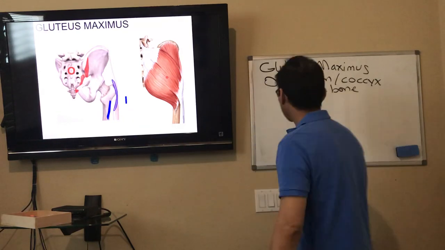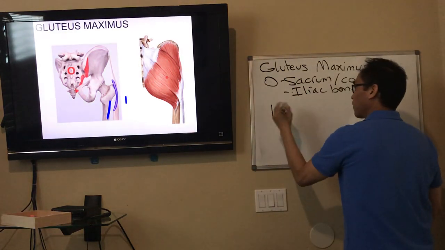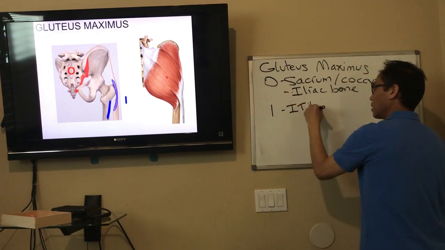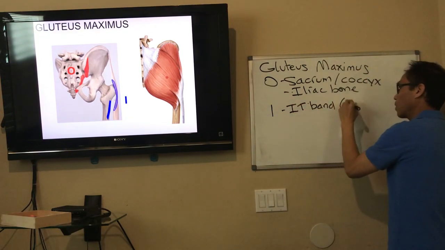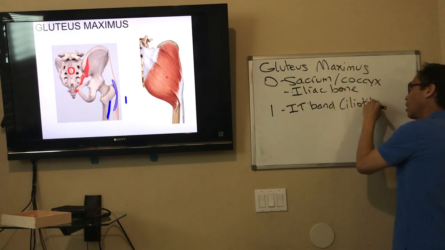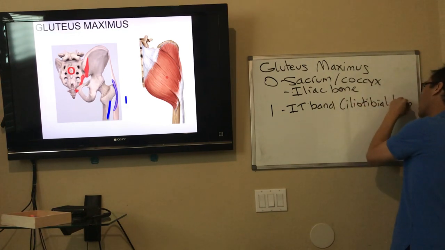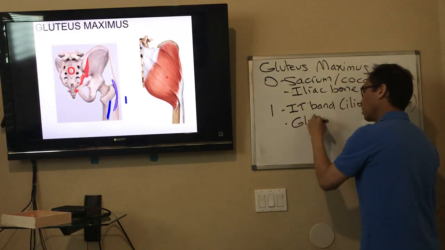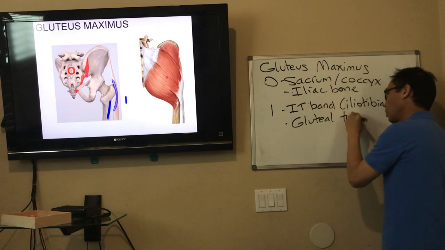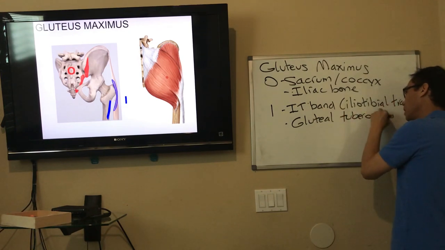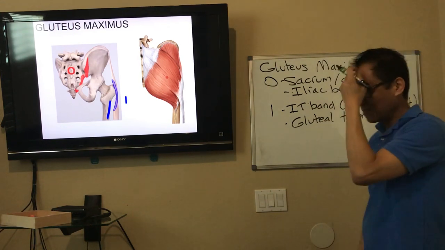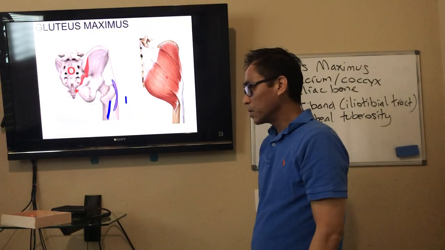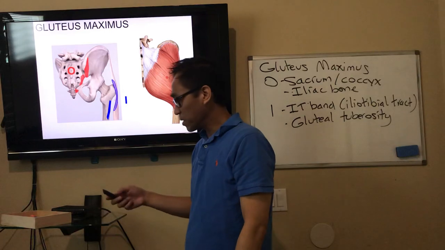So two insertions, I for insertion, IT band, which is short for iliotibial tract, as well as gluteal tuberosity. So let's talk about the functions of this muscle, the actions.